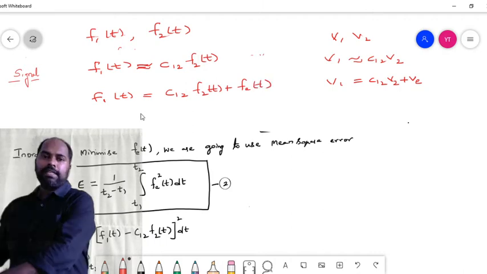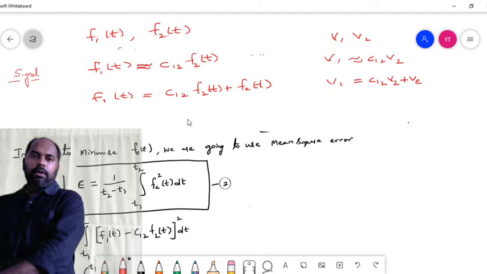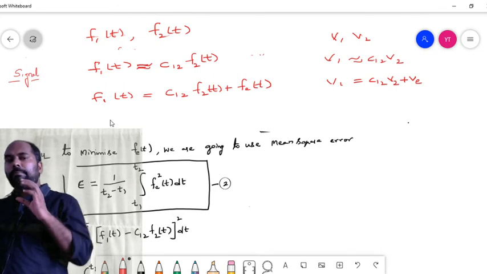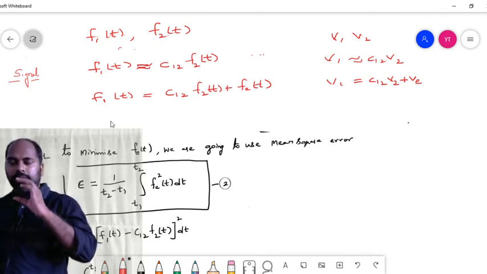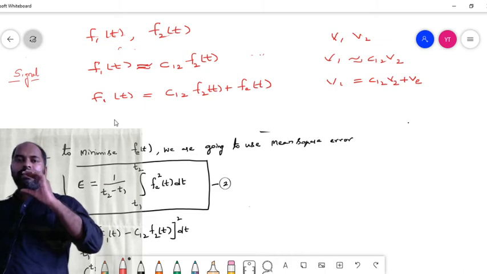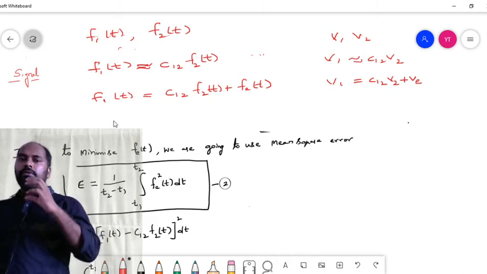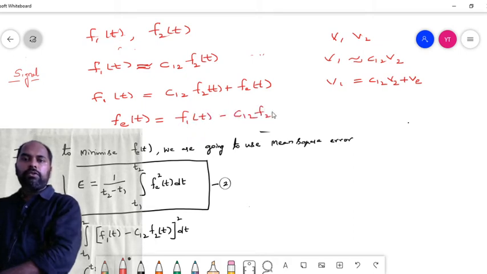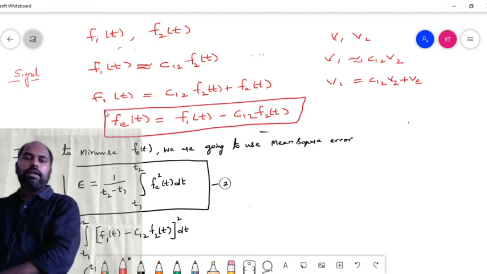Here the objective is to minimize the error in order to find the similarity. Whenever you are comparing the magnitude of two signals, we have to minimize the error, the gap between these two. Then you will get the proper similarity. So first we have to find fe of t. Therefore, fe of t equals f1 of t minus C12 f2 of t.